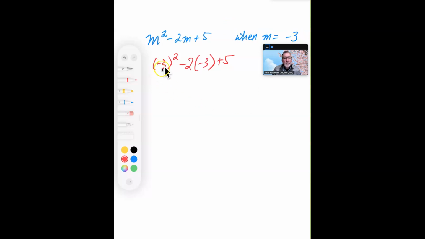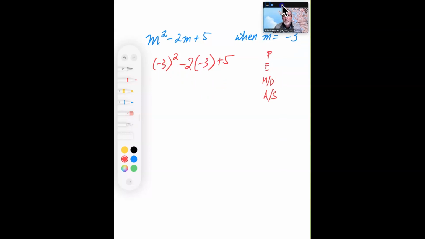All right, so now we have (-3) squared minus 2 times (-3) plus 5. So we have to apply PEMDAS, right? So let's look at that. P, E, M or D, A or S. And so the first thing we're going to look for, whoops, bump up here. We don't have any operations in parentheses, right? So there's basically nothing there. We do have an exponent though. So we're going to start with (-3) squared.